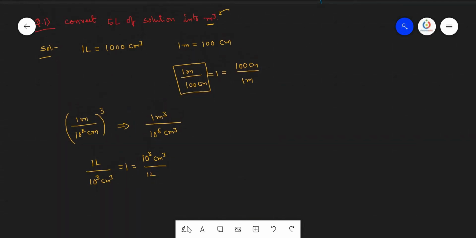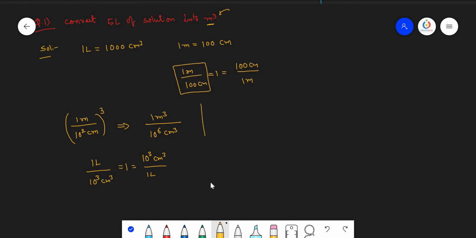I'll write this side. So first of all, you convert the liters into the centimeter cube. So 5 liters into centimeter cube I want to convert, so I will take this particular factor into 10 power 3 cubic centimeter divided by 1 liter. Okay. Now liter gets cancelled, so I will get the answer as 5 into 10 power 3 cubic centimeters. But I want the answer in the meter cube now, so you take this particular one.